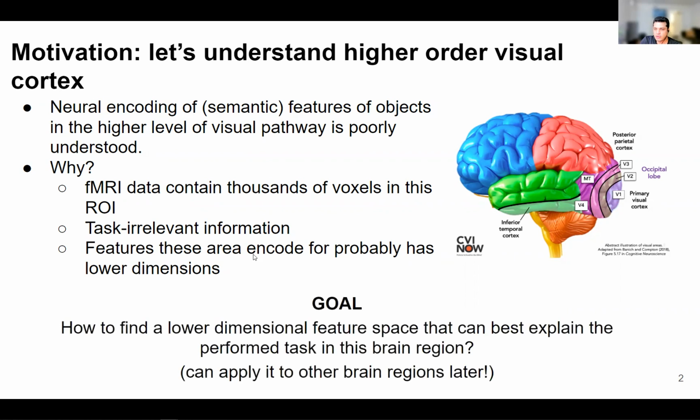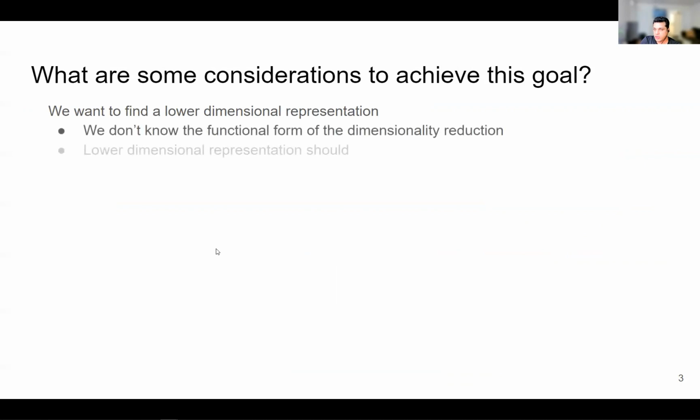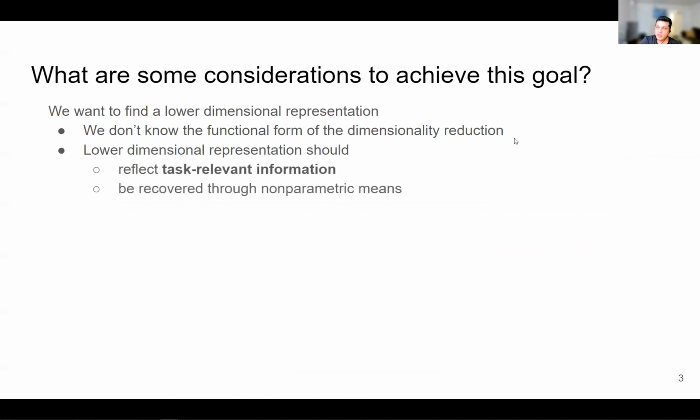So one goal is to find a lower dimensional representation of this feature space that can best explain performed tasks in the brain region. There are some things to take into consideration for that. One is that we do not know the functional form of dimensionality reduction in these brain regions, so we are interested in developing assumption-free models. Another thing is that the lower dimensional representation should reflect task-relevant information.